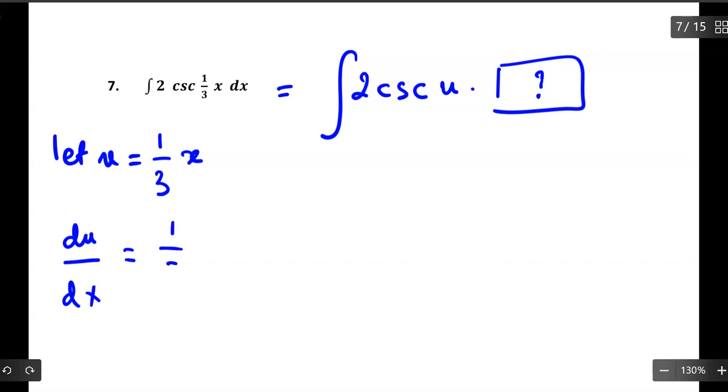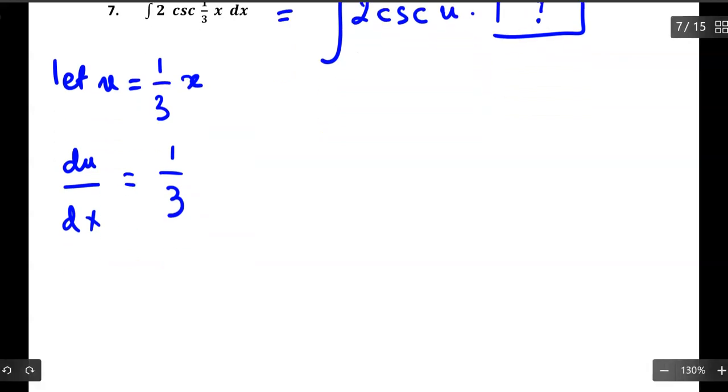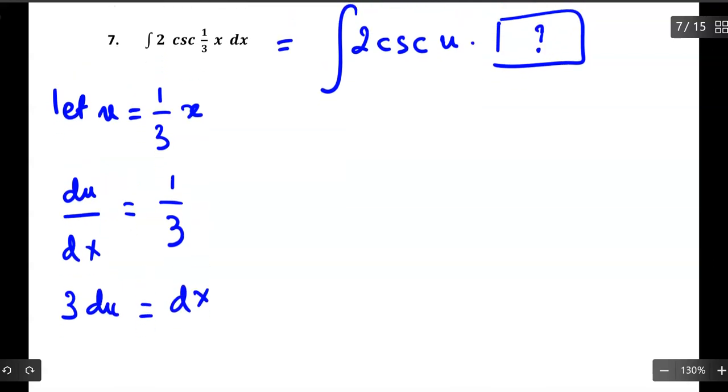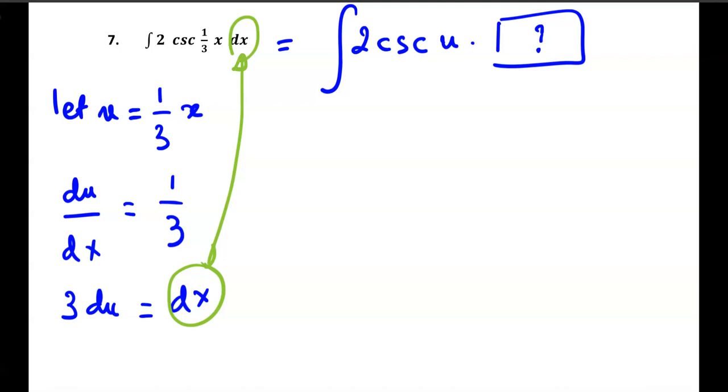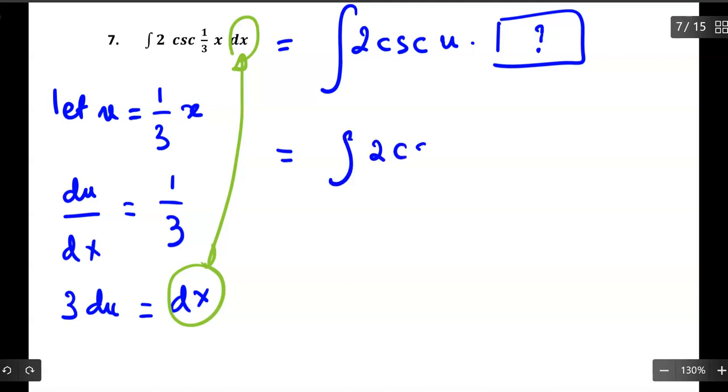So this will become 1/3. u equal to 1/3 of x, the derivative of u should be 1/3. Then I will take 3 times u du and dx times 1. So I match this dx with this dx. So now I just have to write 3 du, right? So here I should have the integral of 2 cosecant of u times 3 du.